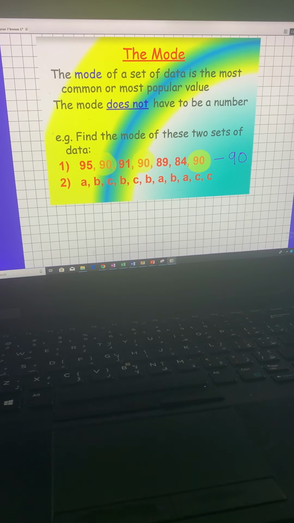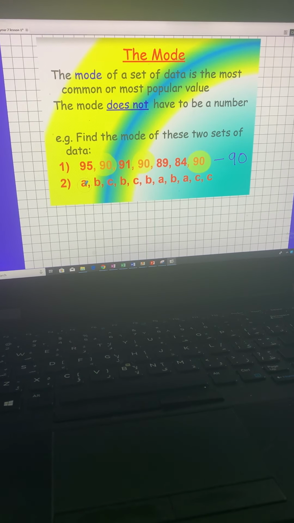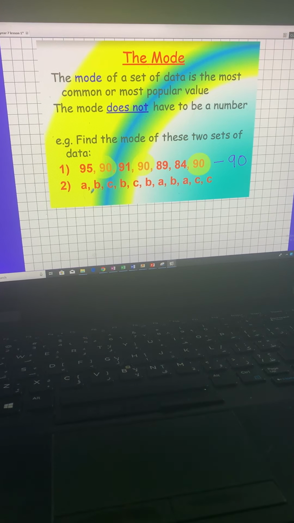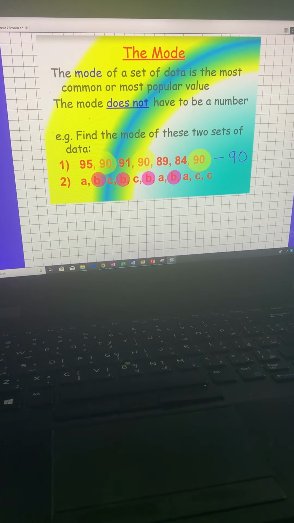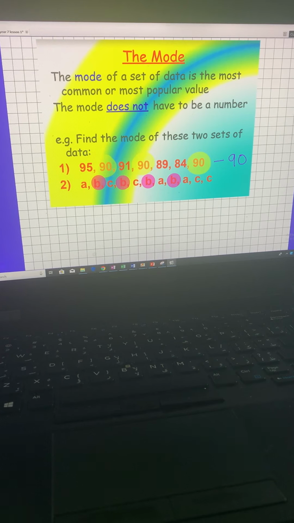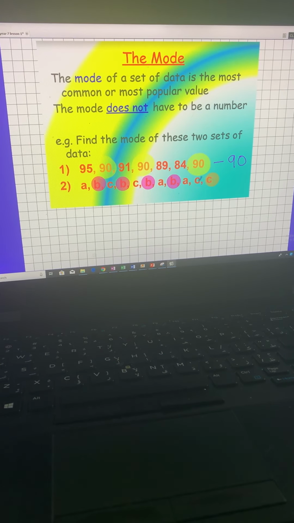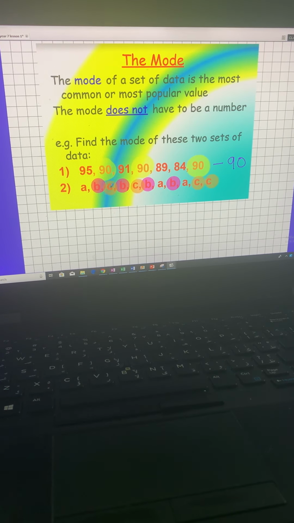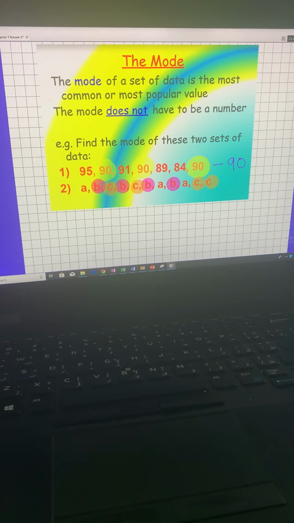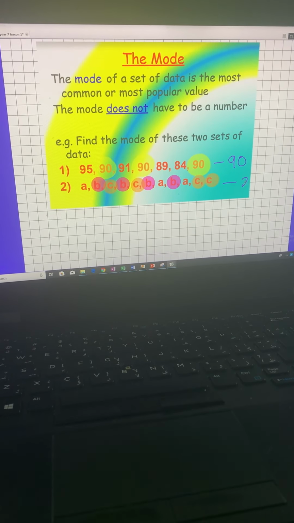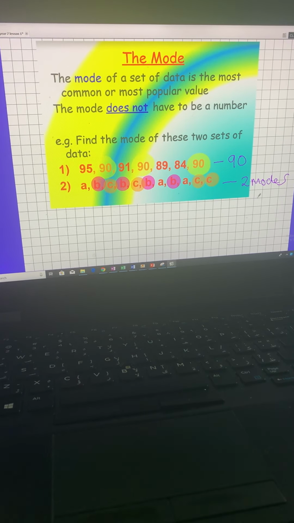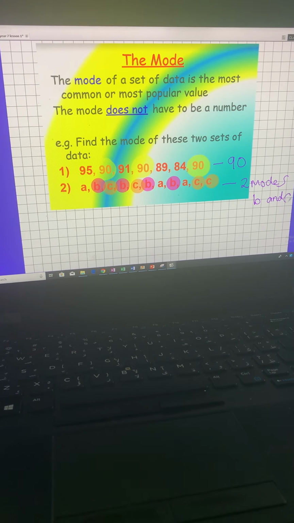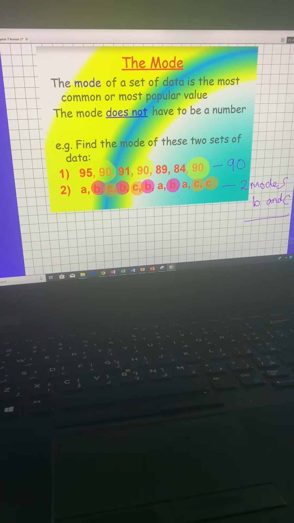Now let's have a look at question 2. A appears once, twice, thrice. B appears once, twice, thrice, 4 times. C appears once, twice, thrice. C also appears 4 times. So in this case, we have 2 modes, 2 letters that are most popular, which are B and C. It's possible to have 2 modes.